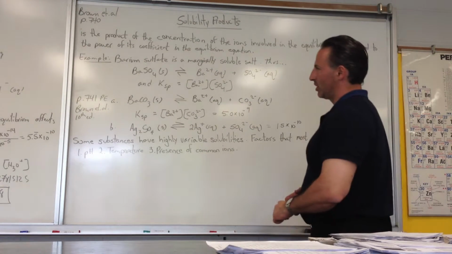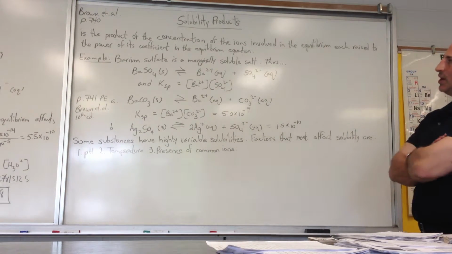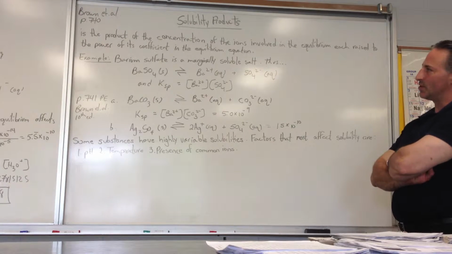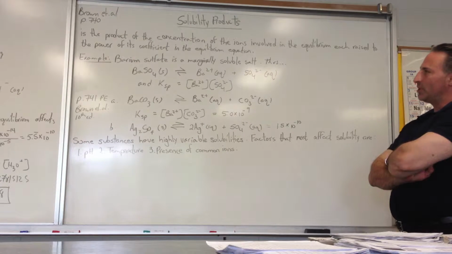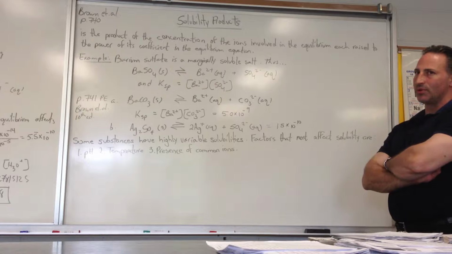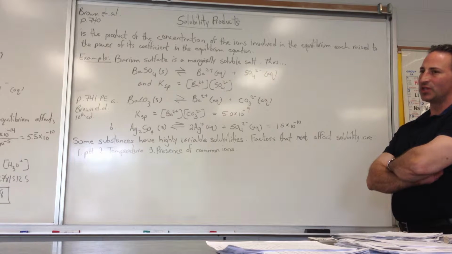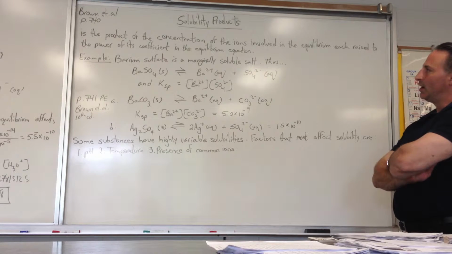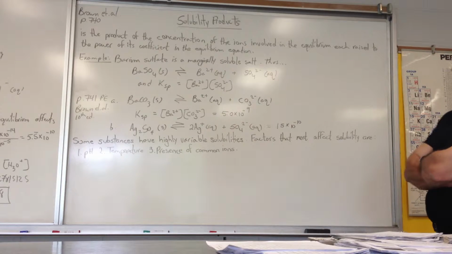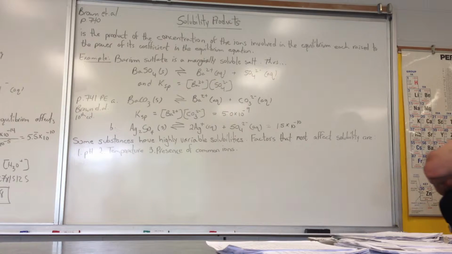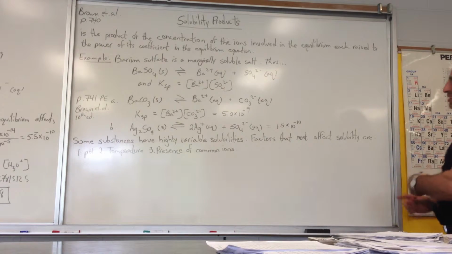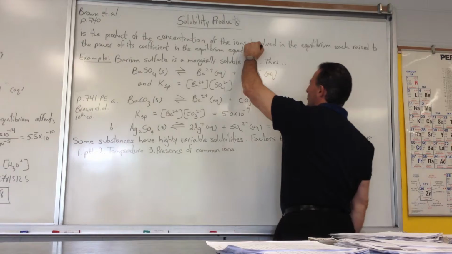Looking at solubility products. Now this is from page 740 of your textbook, Brown and others, 10th edition. The solubility product is something that's used for characterizing the solubility of marginally soluble salts, meaning things that don't dissolve very much in water. And it is the product of the concentration of the ions involved in equilibrium, each raised to the power of its coefficient in the equilibrium equation, and I quote from the book.